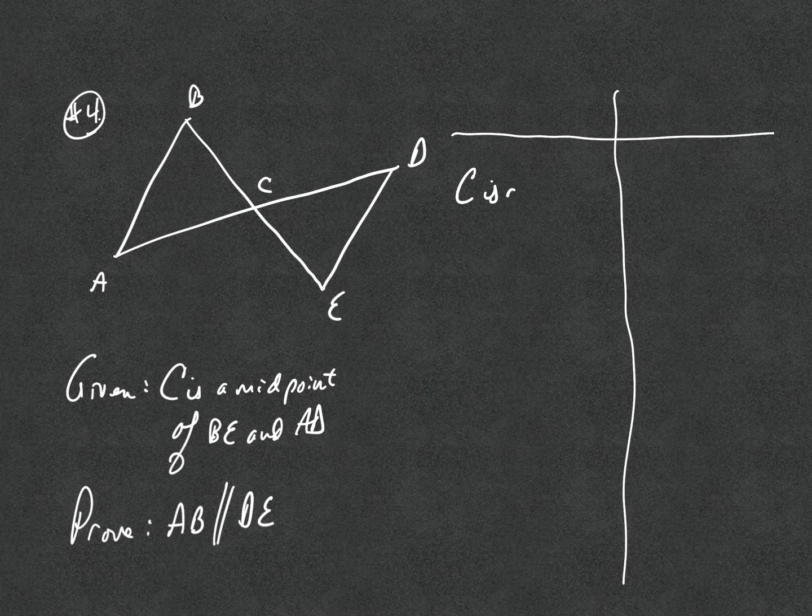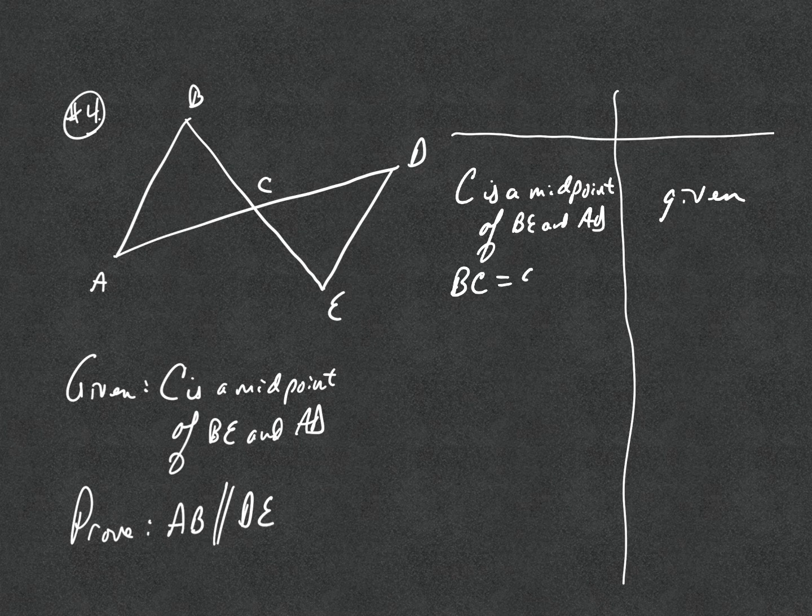All right, so I'm going to start with the one piece of given information. C is a midpoint of BE and AD. That's given. Now because C is a midpoint of BE, you can then say that BC and EC are the same length.